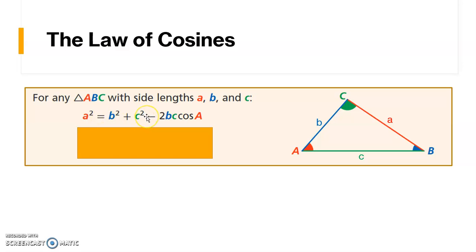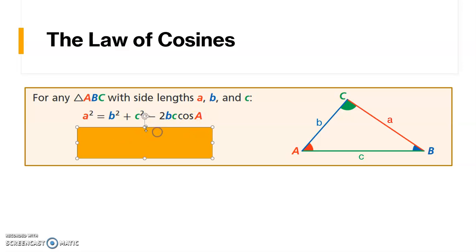And that's almost like the Pythagorean theorem. Do you see it hiding in there? A squared equals b squared plus c squared. It's almost like the Pythagorean theorem. And then it's minus 2bc, so 2 times each of those side lengths times the cosine of A. So these b and c come right here, bc, times the cosine of A.